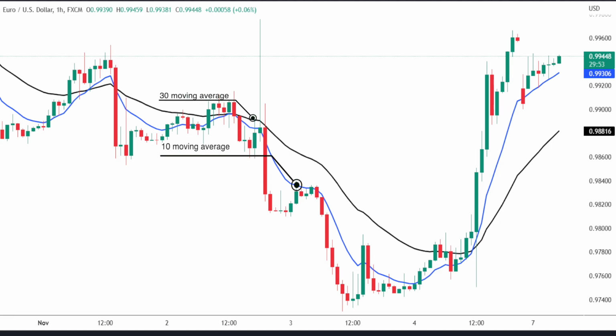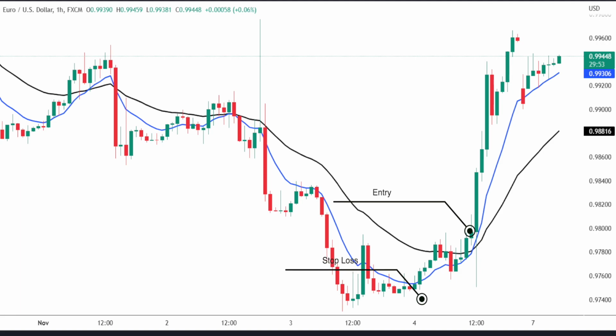Now for our entry condition, it needs to satisfy 2 conditions to consider it valid. First, the moving averages should cross and are heading upwards. Second, the candlestick should be seen above the crossover. If you meet these conditions, you can now place your position. Place your entry on candle close. Put your stop loss below the recent swing low. For the target, set it 2 times the risk.